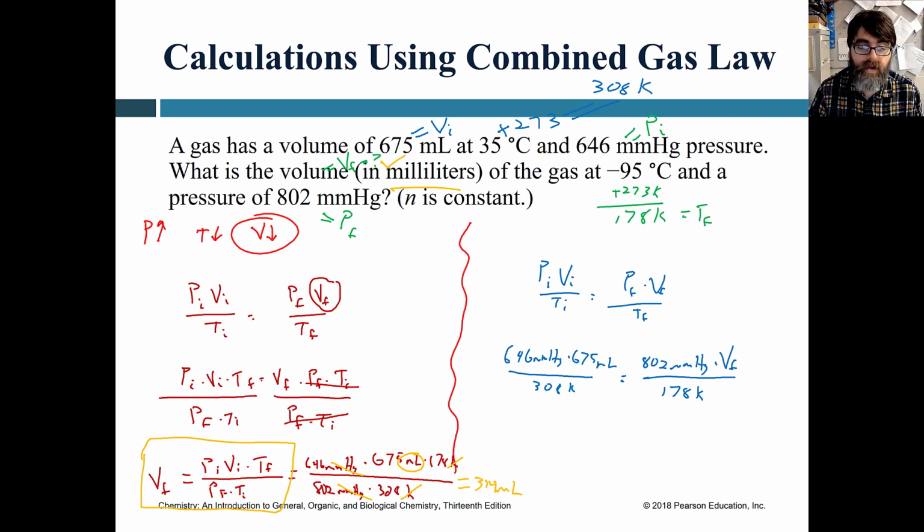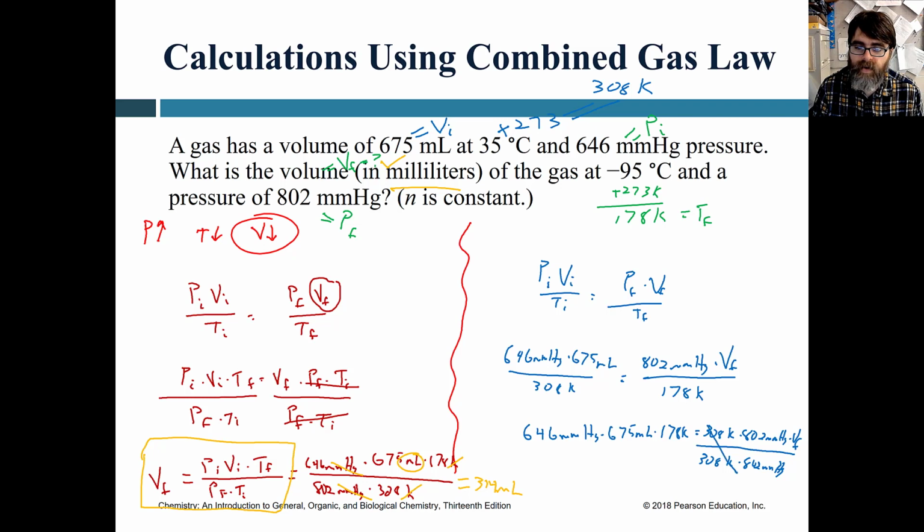I do the cross multiply and divide, and so I end up with 646 millimeters of mercury times 675 milliliters times 178 Kelvin is equal to, I'm going to run out of space here, 308 Kelvin times 802 millimeters of mercury times volume final. To get volume final alone, I'm going to divide both sides by the 308 Kelvin times the 802 millimeters of mercury.